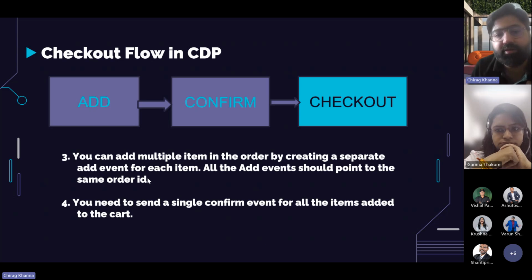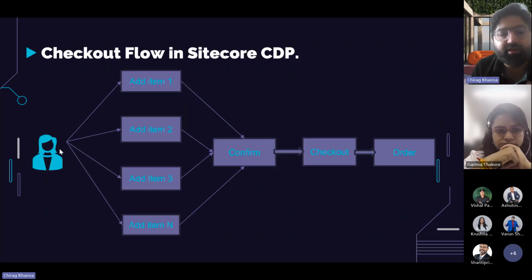So this is how the complete flow will look. Let's say a user is coming onto your website. There are n items that need to be added to the cart, so we need to send n add events. Basically, the add event needs to be triggered n times, and then the confirm event and the checkout event need to be sent only once, right?